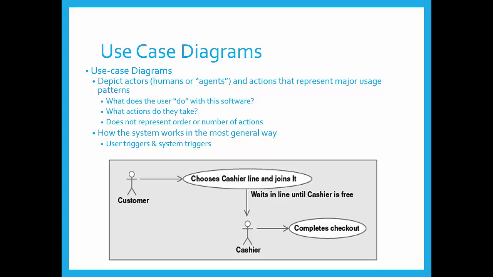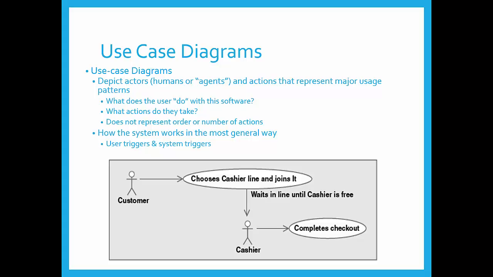In this simple example, we are building a software system that manages a checkout system in a grocery store. The system will optimize the customer and cashier interactions in order to make the checkout process less frustrating and more efficient. Here we see a customer and a cashier as the two actors in the system.